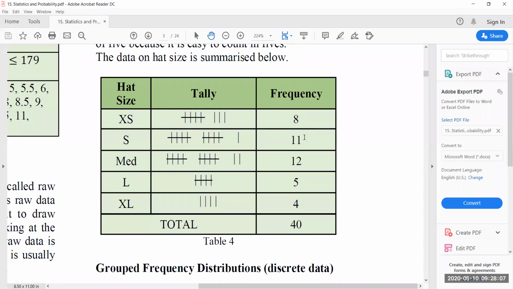Next one, the number of students who wanted small, it will be 11. So let's count 1, 2, 3, 4, and then 1 goes across to represent 5. 6, 7, 8, 9, and 1 goes across to represent another group of 5. So that's 10, and 1 makes 11. The other one is 12, so we'll have 2 groups of this, and then 2 extra strokes. This one is 5, so it's just 4 with a cross on it. And the next one is 4, so we just draw 4 strokes. And of course, when you add it up, you must get 40. Your data must be consistent.